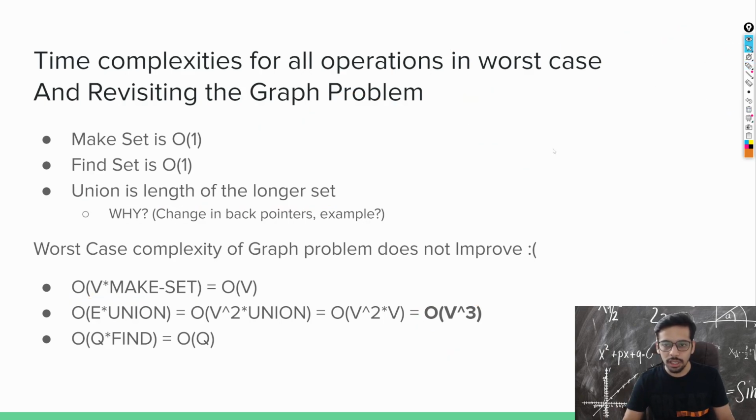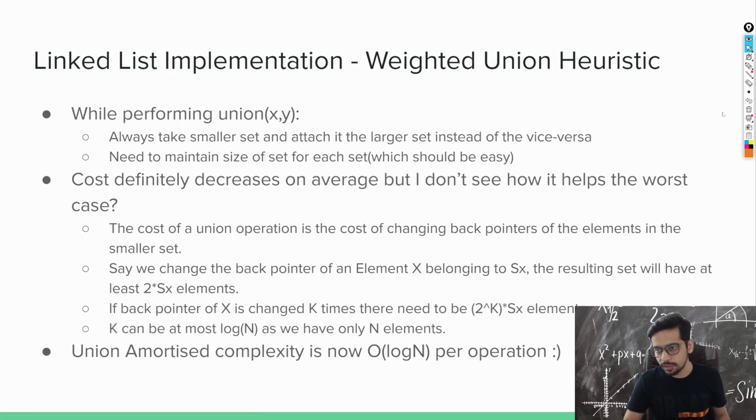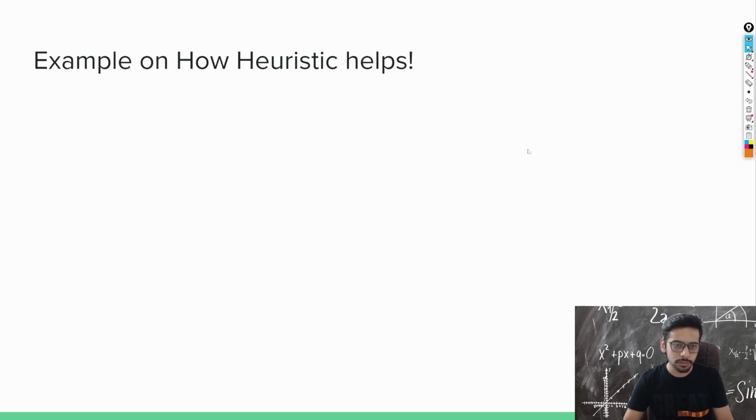A very simple heuristic, if applied, reduces the time complexity. So whenever you're trying to union two sets, just take the smaller set and attach it to the larger one, rather than taking the larger one and attaching it to the smaller one. So let's say union x comma y, x has more elements than y, then attach y to x. But if x has fewer elements than y, then attach x to y. So that's all. That is the weighted union heuristic. And does it really help us with the time complexity? I'll tell you how it helps.